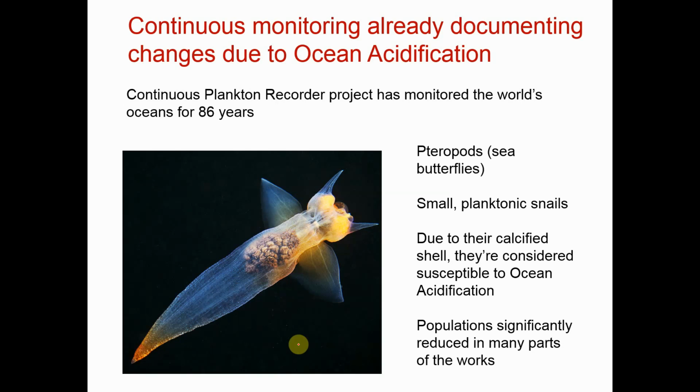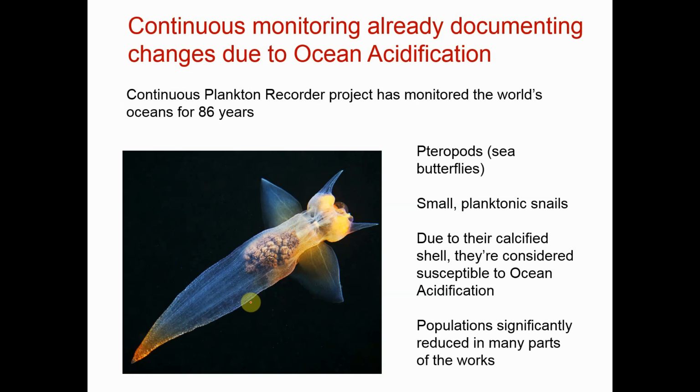One of the most astonishing ones was the story of the pteropod. So this is a pteropod. It's affectionately known as a sea butterfly. It's not very big. It's about a quarter of an inch long. But these are essentially small planktonic snails. They're actually tiny snails that float around in the world's oceans.